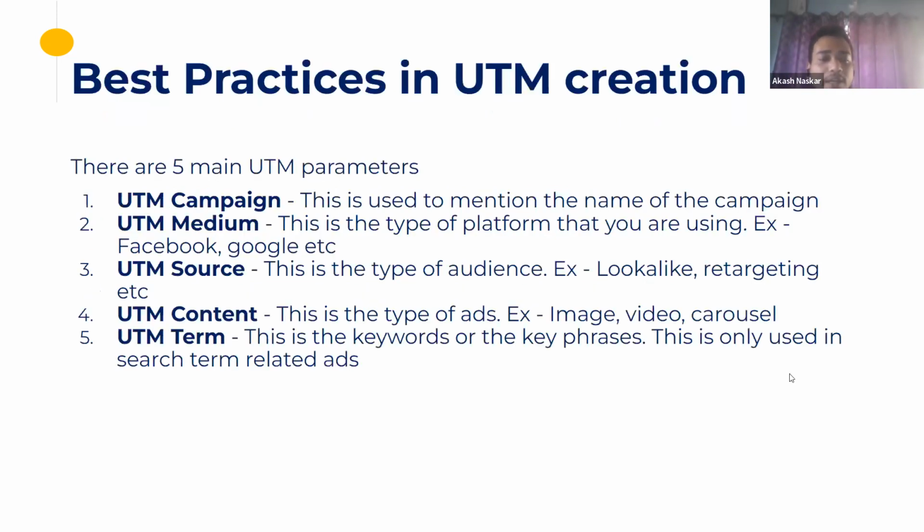Okay, so I'll quickly show. First, let me tell you where these 5 data points are required and what it means to have this data. Again, I want all of you to pay very close attention to this because it is very important in terms of tracking your campaigns. So what is UTM campaign? In UTM campaign, you mention the name of the campaign. If your campaign is called campaign 1, you mention the name as campaign 1. Then what is UTM medium? UTM medium refers to the platform that you're using. On which platform are you running the ad? Are you running the ad on Facebook?